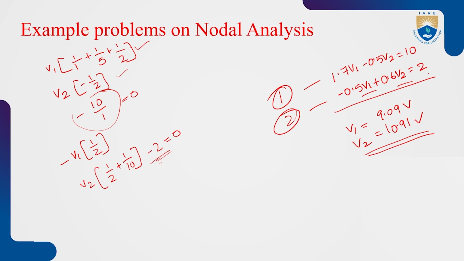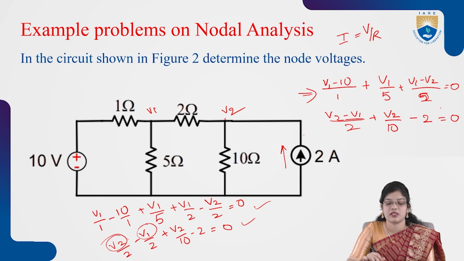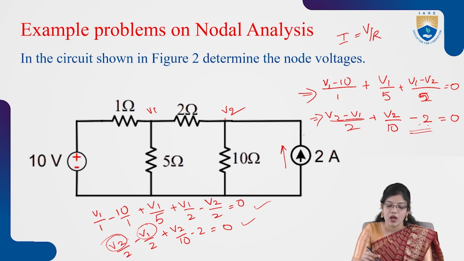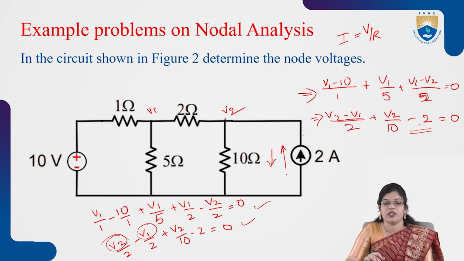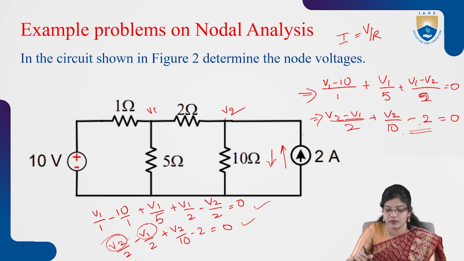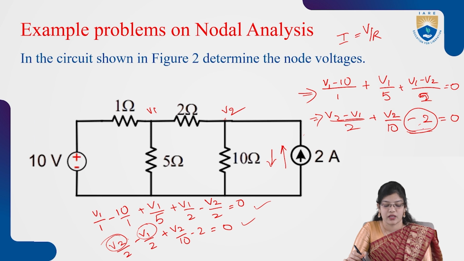So if you are having a current source, we have to calculate the equations in this way. This 2 amperes I have taken directly in this equation. If the current is flowing in the upwards direction, I have taken it as minus 2. If the direction of the current is downwards, I'll take it as plus 2. So remember, downwards means plus 2, and upwards means minus 2.